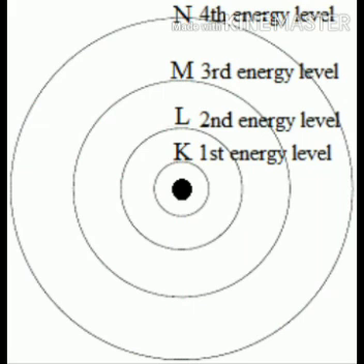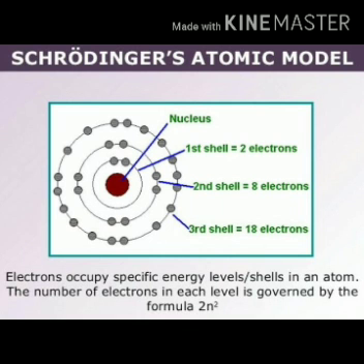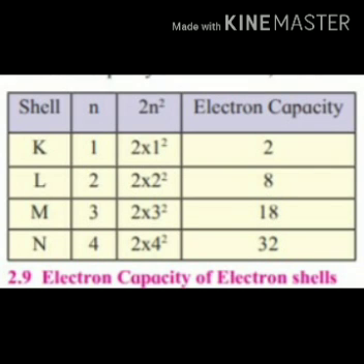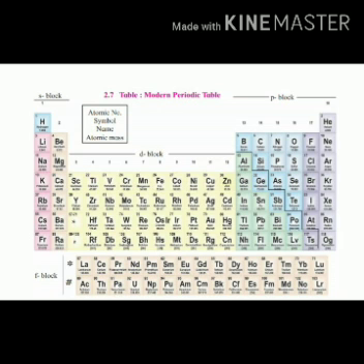The third shell is known as M and its electron holding capacity is 18. The fourth shell is known as N and its electron holding capacity is 32. Also, the general formula can be written as 2n square. According to the law of octet, the second and third period contain only 8 elements.